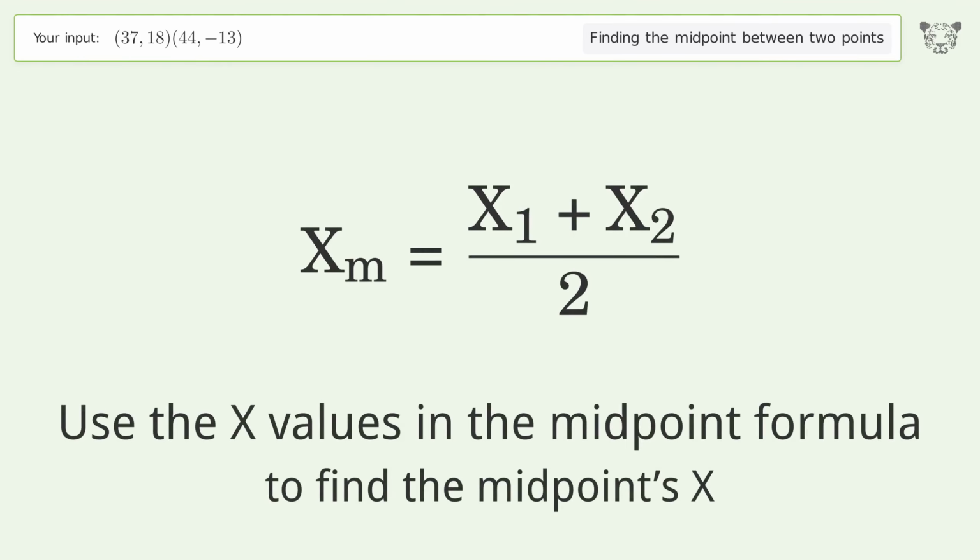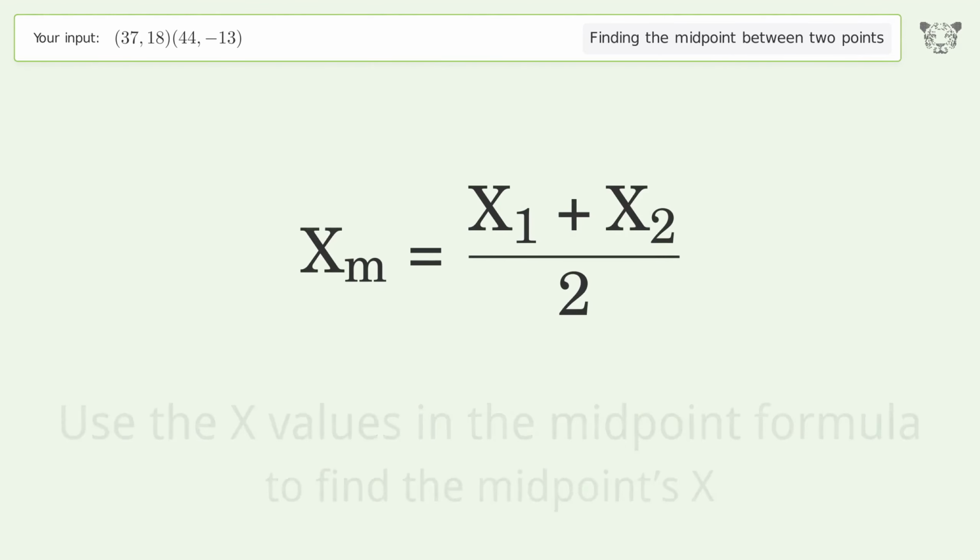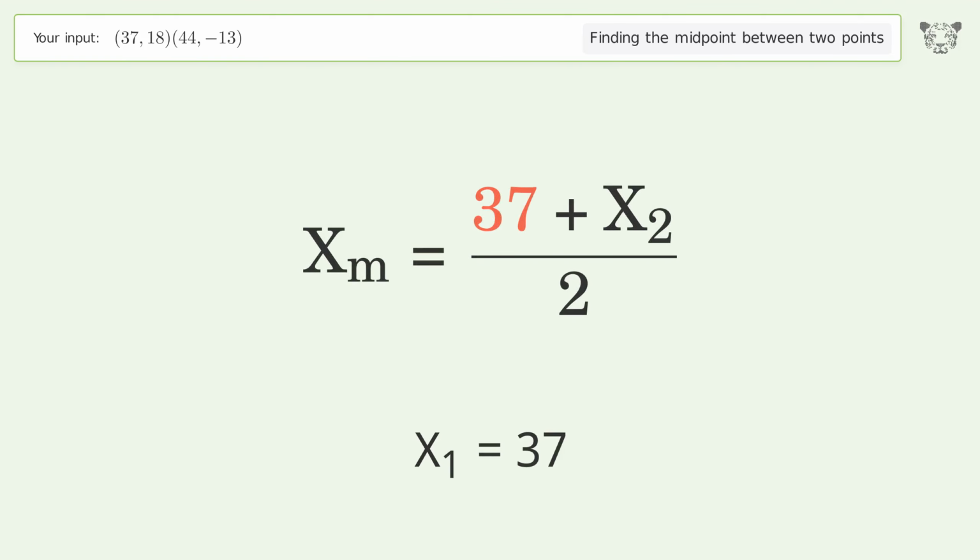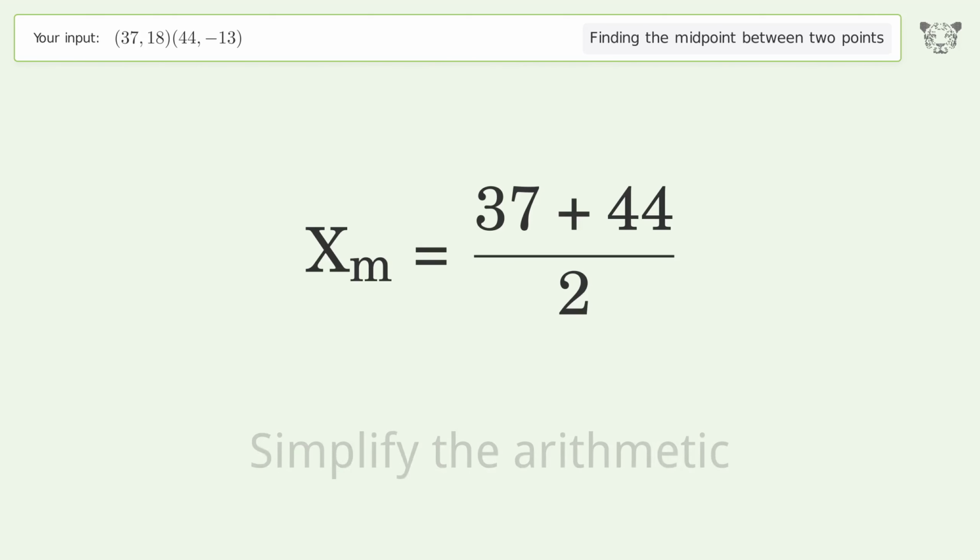Use the x values in the midpoint formula to find the midpoint's x. x1 equals 37. x2 equals 44. Simplify the arithmetic.